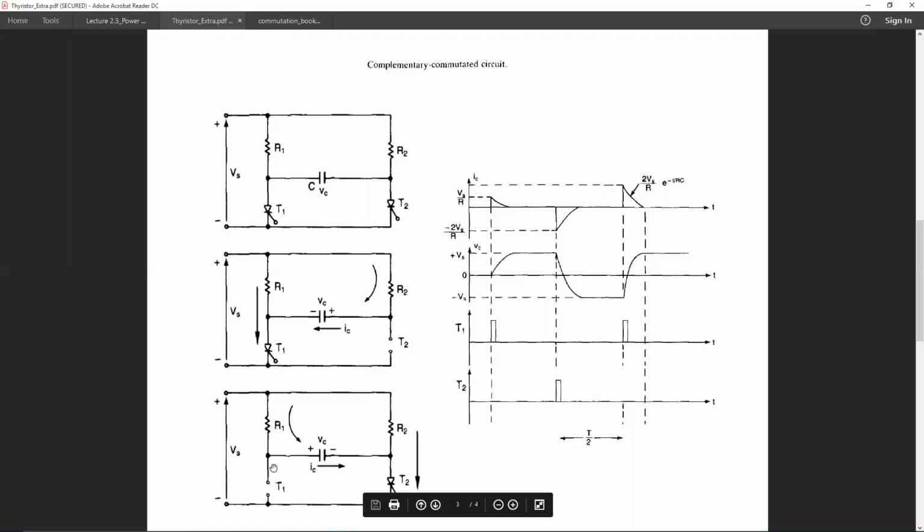Then if we again trigger T1, then this positive voltage or the positive polarity of the capacitor will be connected to the cathode of T2 by this T1. So the T2 will be turned off and the cycle will repeat. Here is the diagram of what is happening.